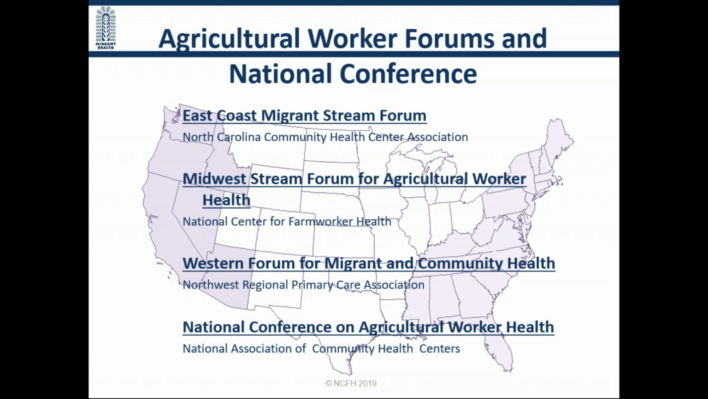And then the Western Forum for Migrant and Community Health is scheduled for February 19th through 21st in Sacramento, California. The National Conference on Agricultural Worker Health is typically in May, so it just happened recently. There'll be more information with dates coming up if that's one you're interested in. It supports all community health centers, and offers great opportunities to continue learning and go back and share that information with your colleagues.